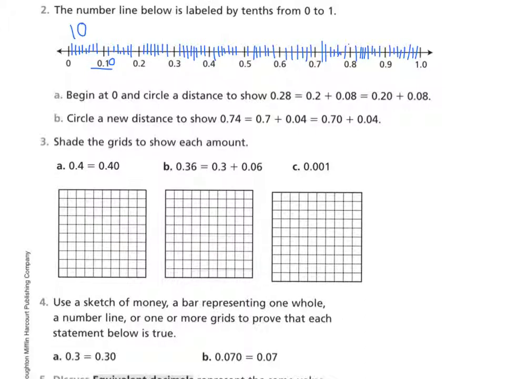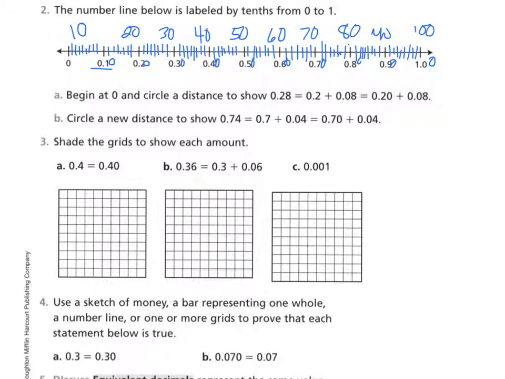And this would be 2/10 or 20 hundredths. And we could add that 0 to prove that. And this would be 3/10 or 30 hundredths, 4/10 or 40 hundredths, 5/10 or 50 hundredths, 6/10 or 60 hundredths, 7/10 or 70 hundredths, 8/10 or 80 hundredths, and we can keep going, 9/10 or 90 hundredths, or 1 whole or 100 hundredths.